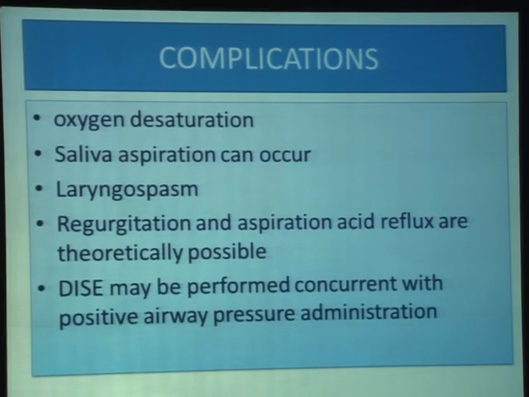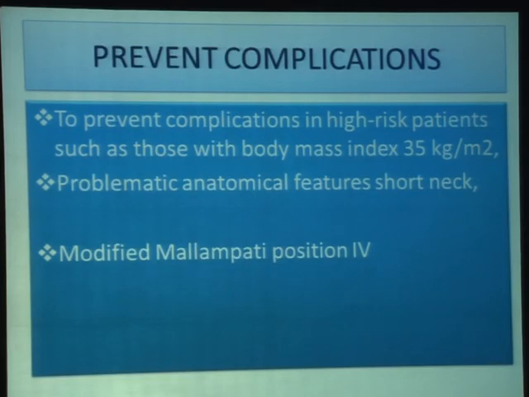Complications, yes, oxygen desaturation is a possibility, so you should have the facility to give oxygen. Saliva aspiration can occur, there could be laryngospasm, and DISE may be performed concurrent with positive airway pressure assessment. How do you prevent complications? Now, to prevent complications in high-risk patients, such as ones with huge body mass indexes, about 35, etc., it is problematic especially in patients with short necks. You should be very careful. And Mallampati position 4, how do you prevent complications in these people?